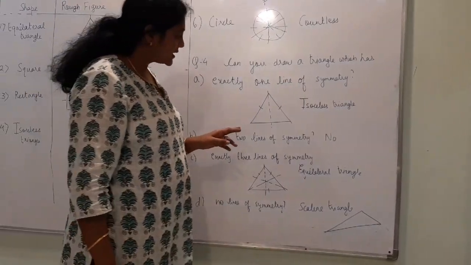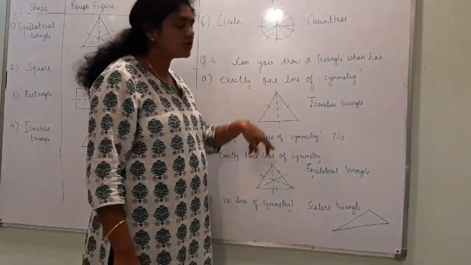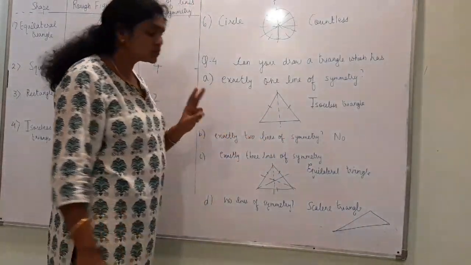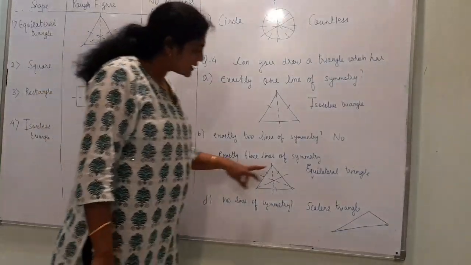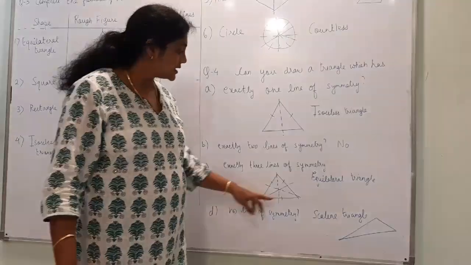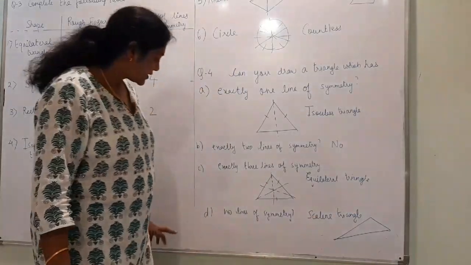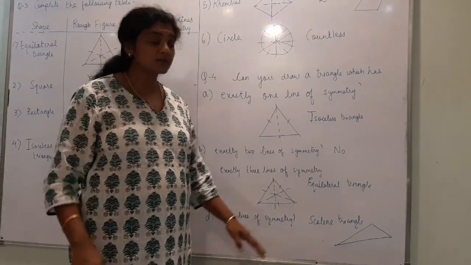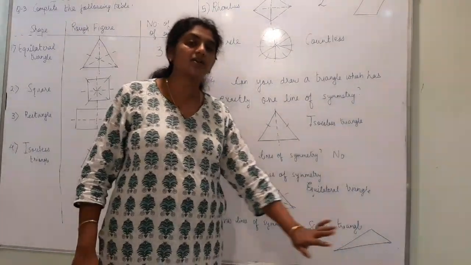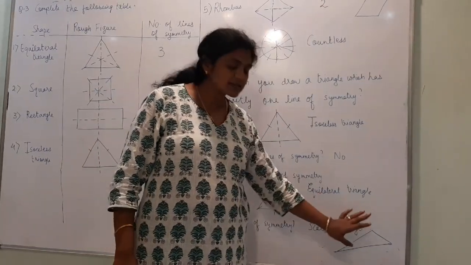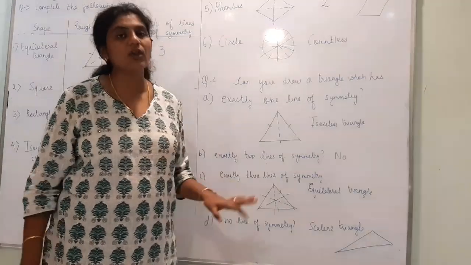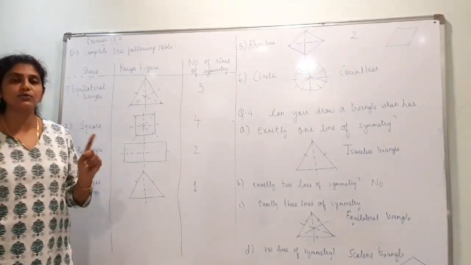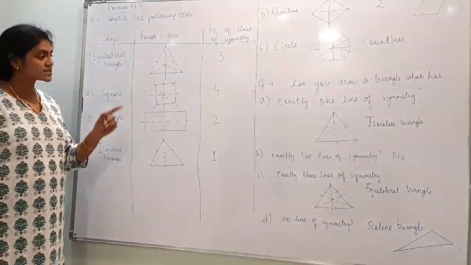Second, exactly 2 lines of symmetry. That triangle you have to draw. So there is no such triangle which has 2 lines of symmetry. Exactly 3 lines of symmetry. That is which triangle? Equilateral triangle. Then D is no line of symmetry. Scalene means scalene triangle. Scalene triangles means whose 3 sides are not all equal. So as the 3 sides are not equal, there will be no line of symmetry. Right? So these questions 3 and 4 you have to do in your notebook with these rough figures, everything.